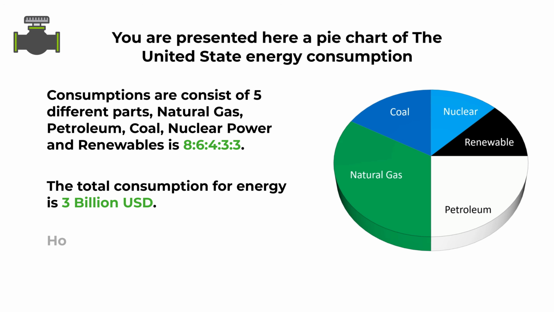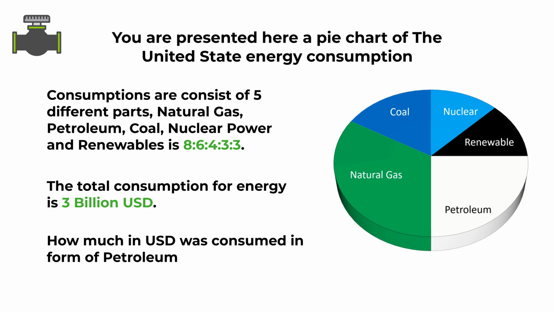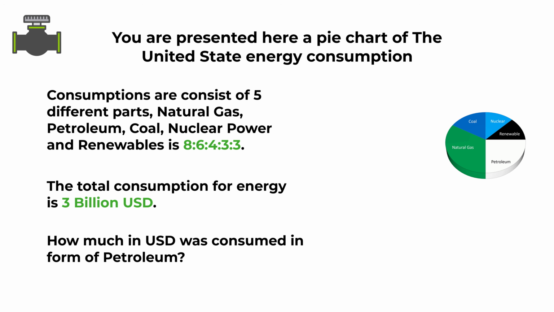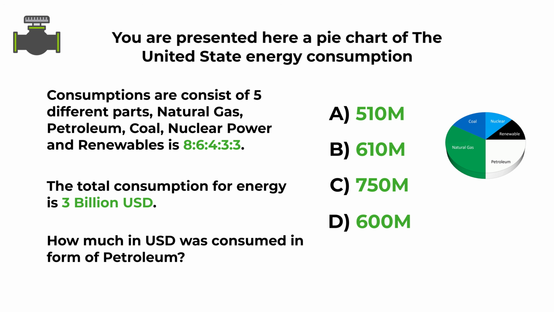So how much in United States dollars was consumed in form of petroleum? You're presented with 4 different choices. Choice A, $510 million. Choice B, $610 million. Choice C, $750 million. And choice D, $600 million. Can you calculate the answer?